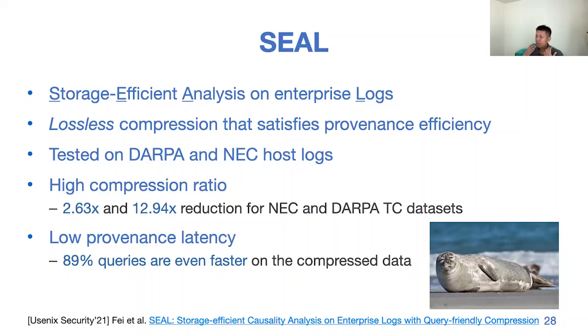We can still satisfy the provenance effectiveness and accuracy, and we can also satisfy the provenance efficiency. Lossless compression usually makes your analyst queries slower, but we found a solution to address that. Our system is called SEAL. We tested our system on the DARPA and NEC log datasets, and we can achieve a really good compression ratio. Interestingly, the provenance query latencies can in most cases be even smaller than on the uncompressed data.